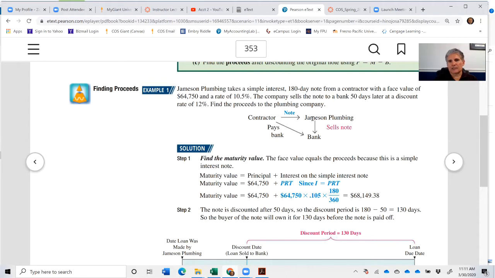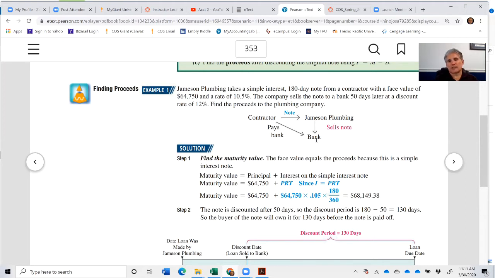We don't know who this is, but they must have provided services to the contractor and said, okay, give me some money. And the contractor says, I don't have any cash, but I'll promise to pay you in 180 days. Jameson says, oh, that's fine. I don't need the money right now anyway, so let's just do that. 50 days go by, and now Jameson says, oops, I need some cash.